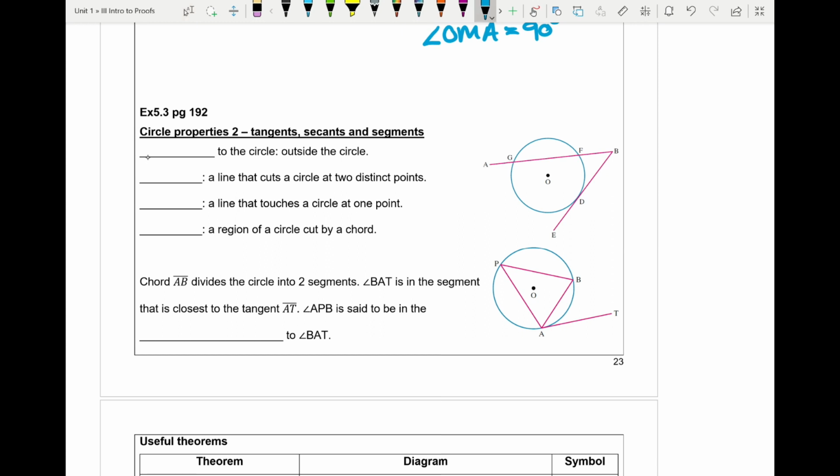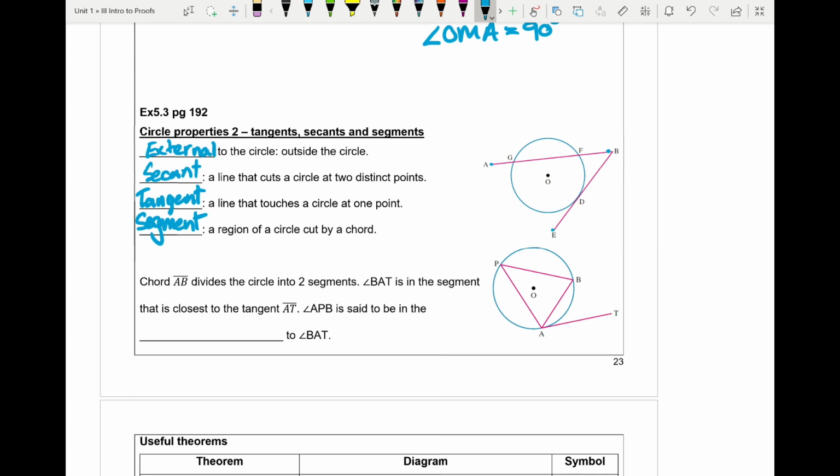External to the circle, secant, tangent, and segment. So external to the circle just means you're outside the circle. So check it out here. We've got point A, B, and E. All of those points are outside of the circle. If you're on the circle, you're not outside the circle. So this point D, even though it's on the tangent, is still considered in the circle.